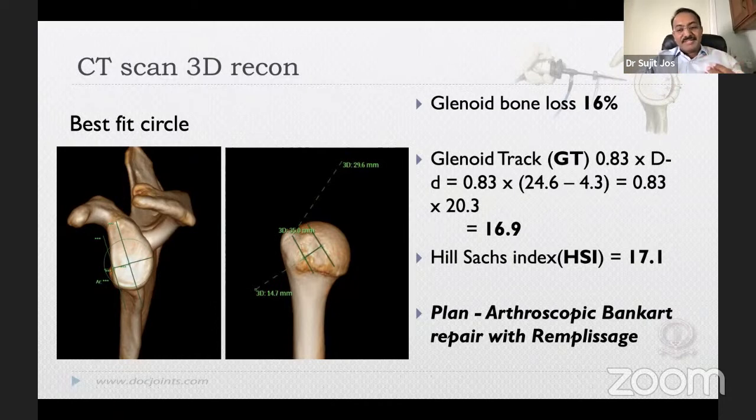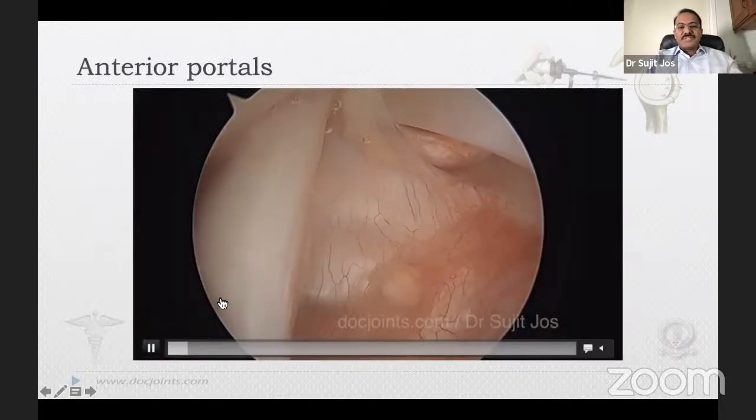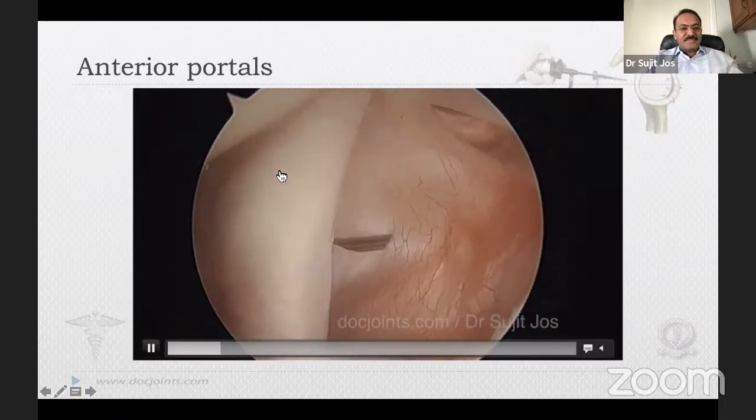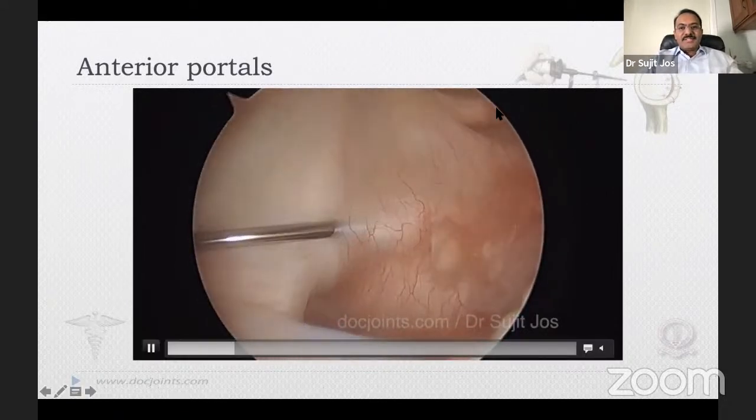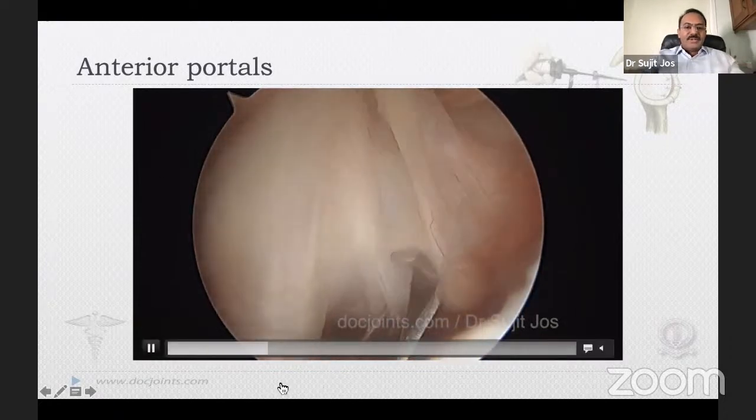So when the Hill Sachs interval, that is the distance between the attachment of the infraspinatus to the medialmost part of the Hill Sachs, when it is wide, you go for a remplissage procedure. So first let's start with the making of the portal. This is the right shoulder. You can see that is the subscapularis, and on your right side is the long head of biceps and the humeral head there, and the glenoid is flat.